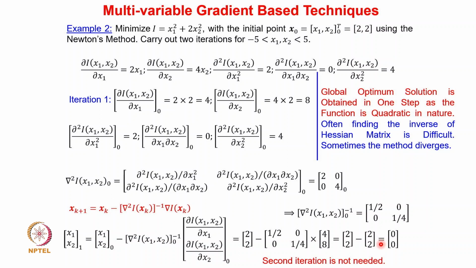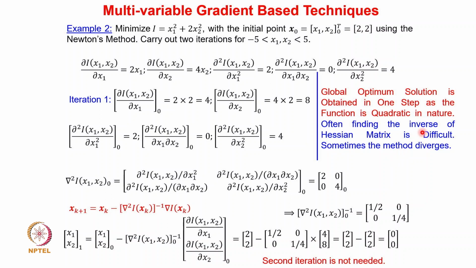Why? Because our objective function is quadratic in nature. You can see that all the terms are x1 square and x2 square. Our objective function is quadratic. Remember, I said that Newton's method can give you the optimum of a quadratic function in one iteration, and that is why we are getting the optimum solution in one iteration. We don't require a second iteration at all. Now, the global optimum solution is obtained in one step since the function is quadratic.